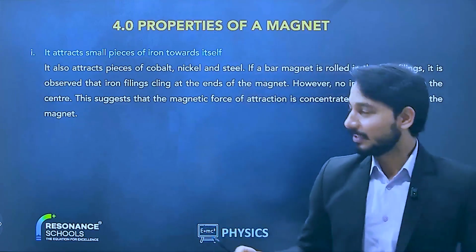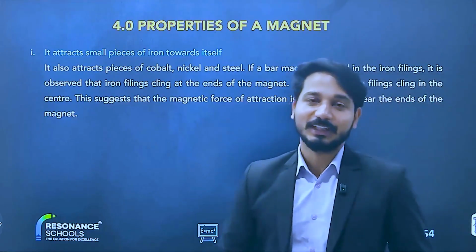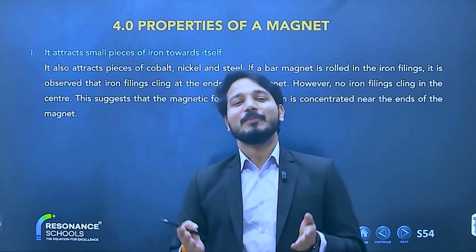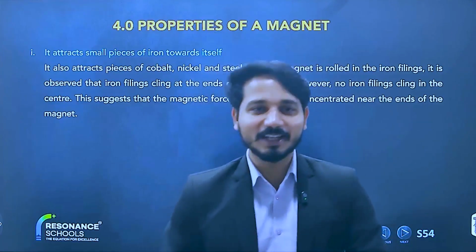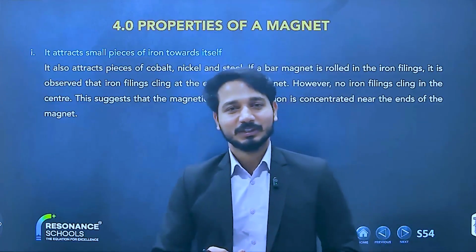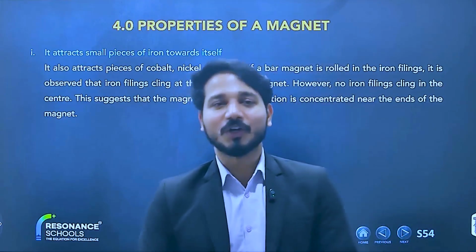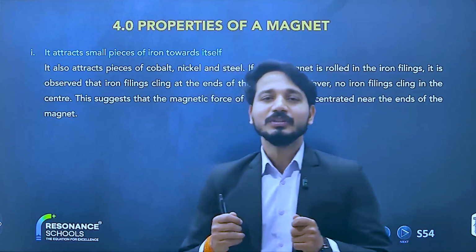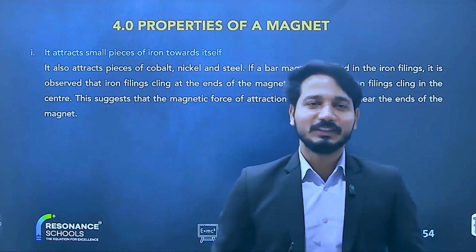So the first property says that it attracts small pieces of iron towards itself. So it's very true. In our previous classes also we have studied magnet attracts metals like cobalt, nickel, iron, bismuth. So obviously if there are small pieces of iron or small pieces of nickel or small pieces of cobalt, this magnet will attract those metals towards itself.